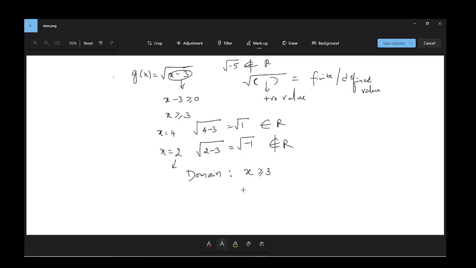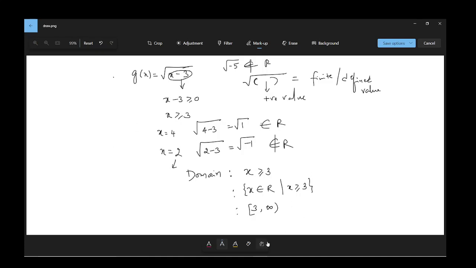We can represent this as x taking any real number such that x is greater than or equal to 3, or we can also write this as 3, which is included, to infinity. From 3 to infinity, it gives a positive value. That positive value will have a finite square root value.